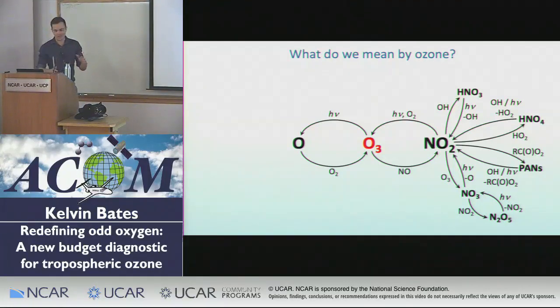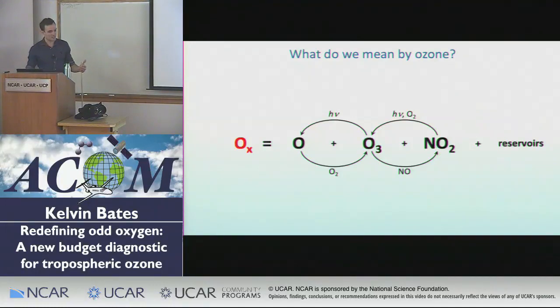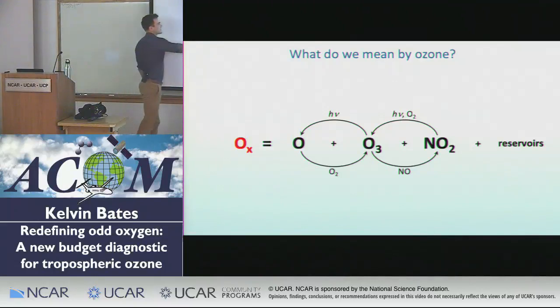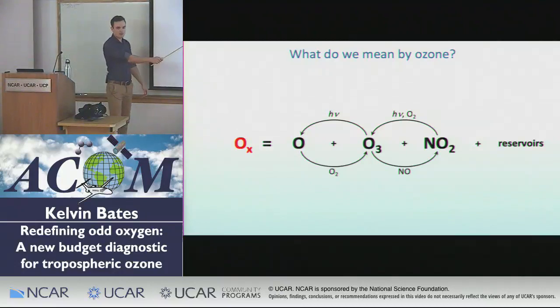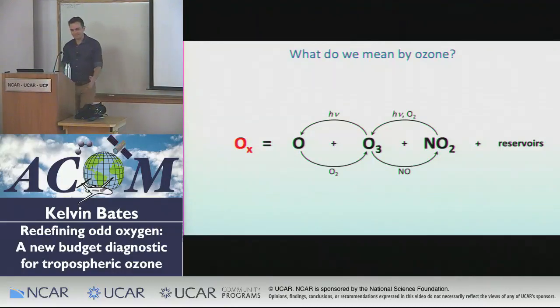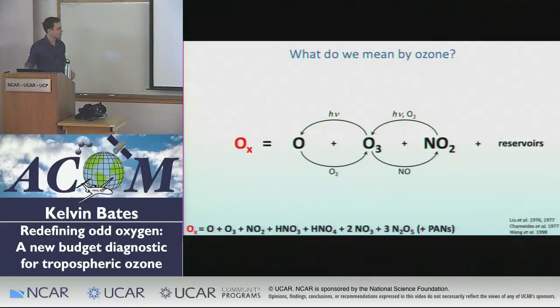And so in order to ignore all these terms, we define odd oxygen, or Ox, as the sum of all of these species. And so now any single reaction that converts between them does not constitute a source or a sink, and we can ignore it and be happy looking at our budgets in terms of the production and loss of total Ox instead of ozone. Easy enough, right? People have been doing this for a very long time, since we really started putting together odd oxygen budgets back in the 70s, at least in the troposphere, and using various combinations of all of these compounds.